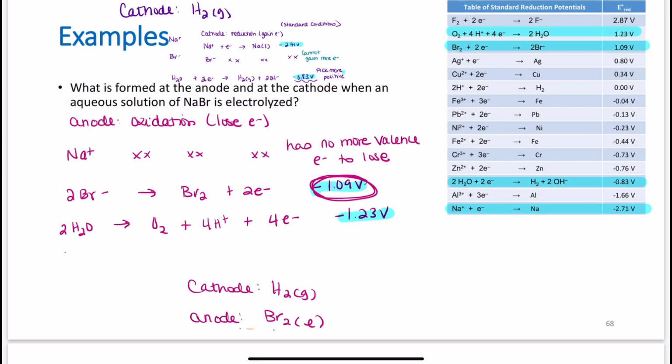It's kind of another way to do it instead of thinking about the number line per se. And when I say number line, I mean starting at 0 and going both directions and seeing which one you hit first. This is the other way to do it. You can think about what's going to happen in solution and pick the more positive cell potential each time, and it will get you the right answer.